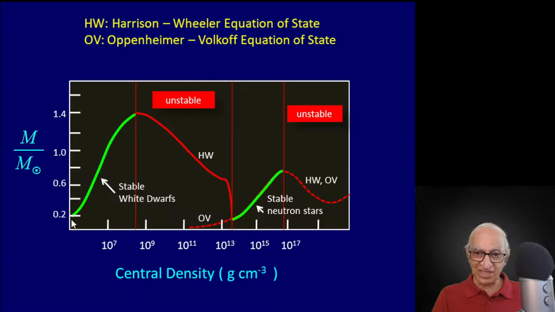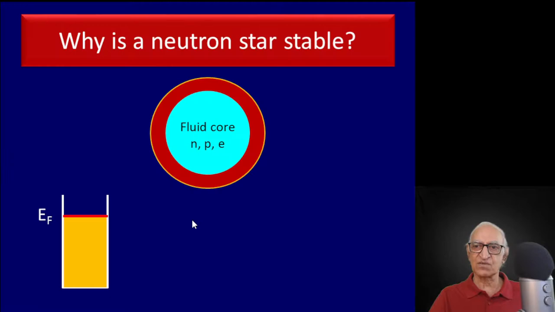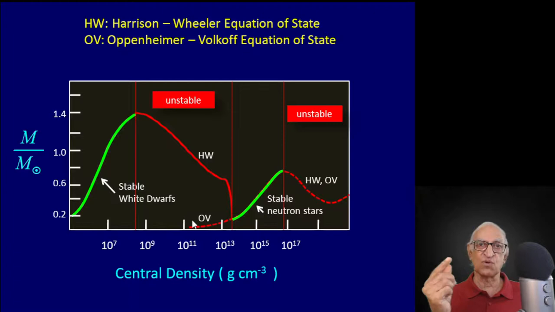That is why there are only two branches of white dwarfs and neutron stars with no stable configuration in between. So this is the answer to the question, why there are only two types of cold stars, namely white dwarfs and neutron stars, and nothing in between. What about here? That we will discuss pretty soon will be black holes.